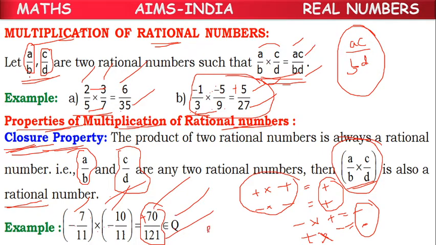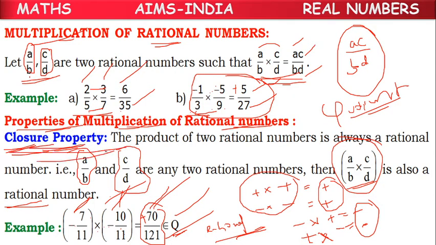Here Q stands for rational numbers. Why is the symbol Q? Because the symbol Q is derived from the word quotient. So if we multiply two rational numbers, the product is also a rational number. So the closure property is applicable under multiplication.